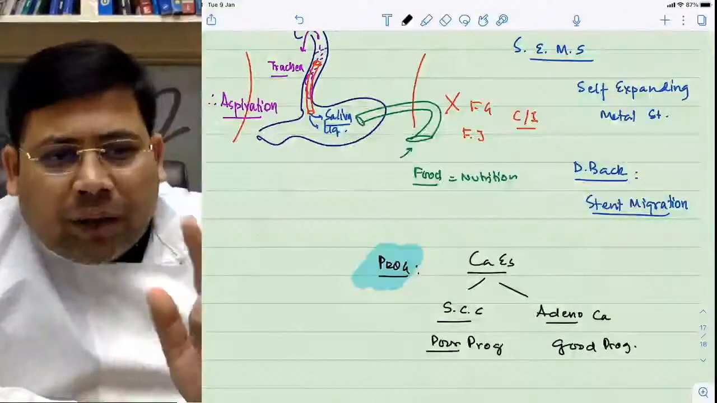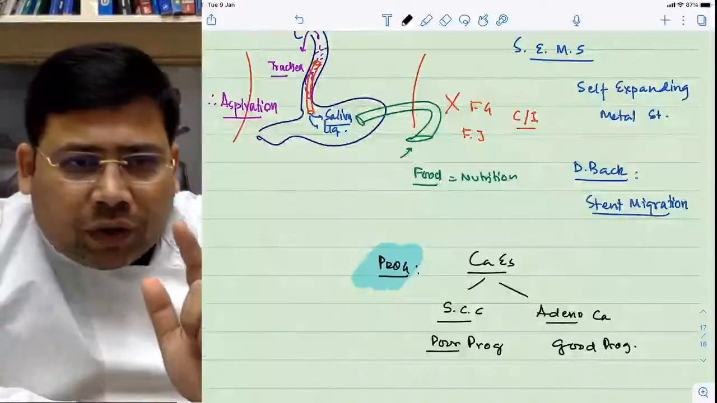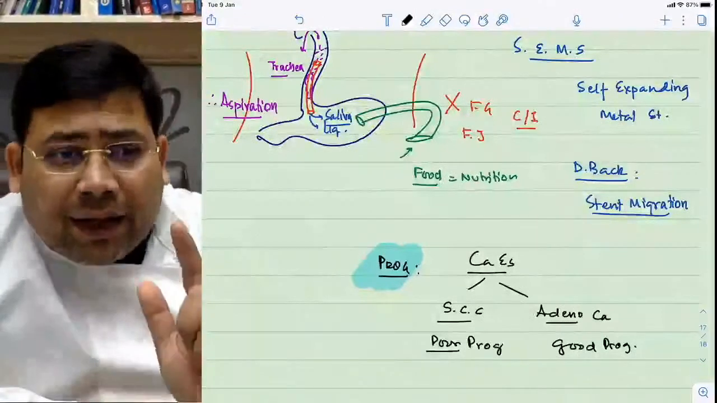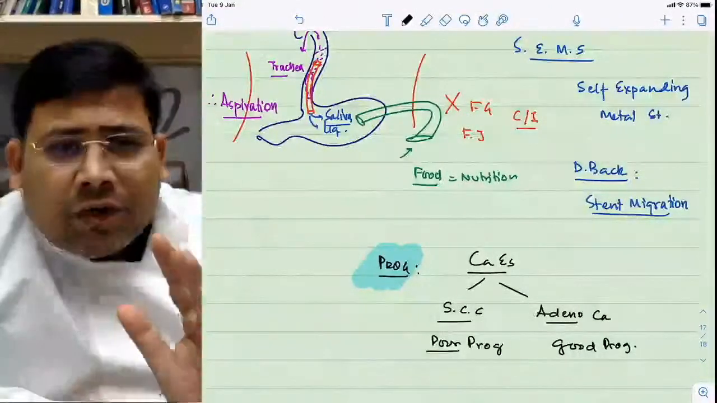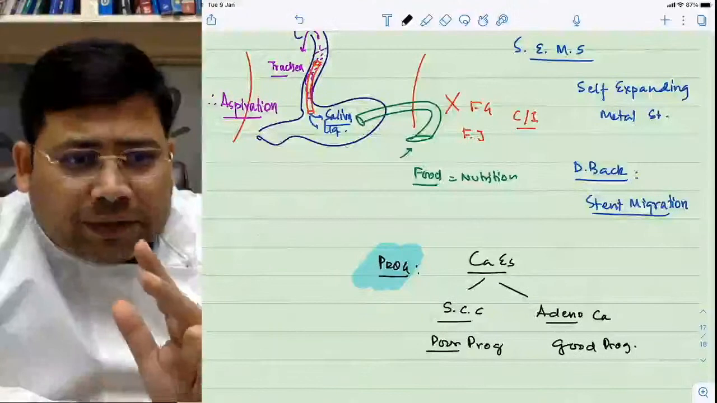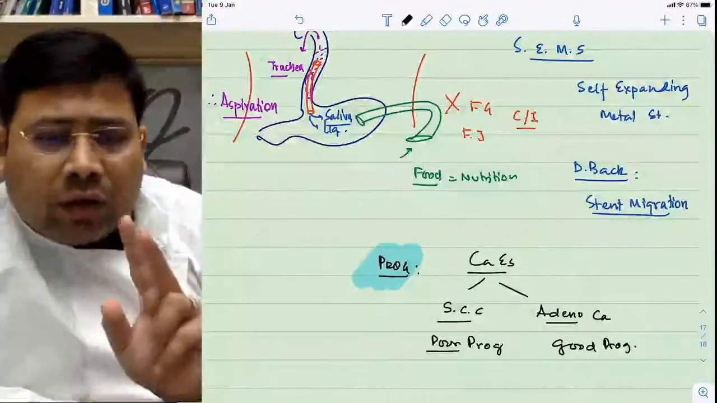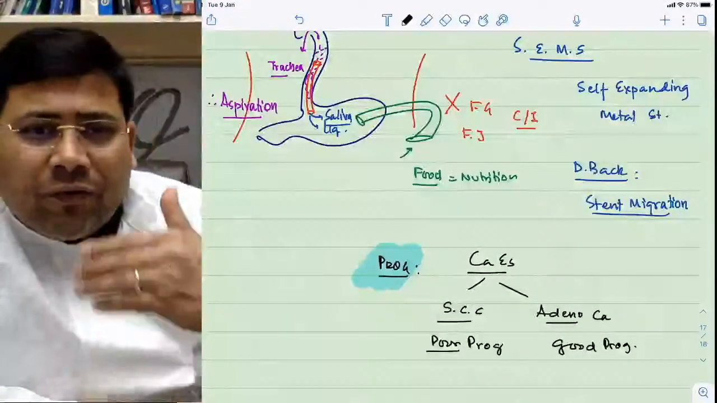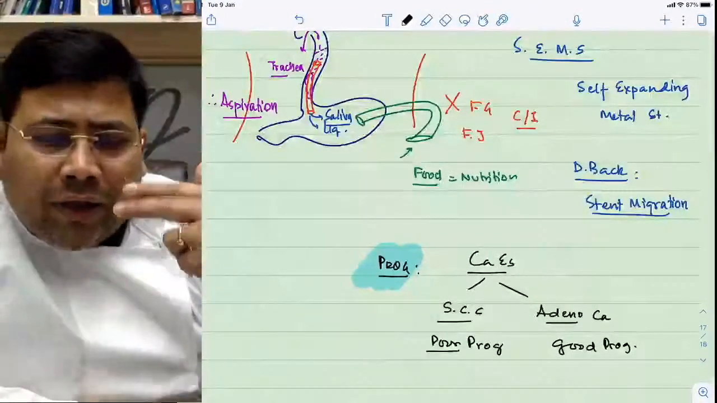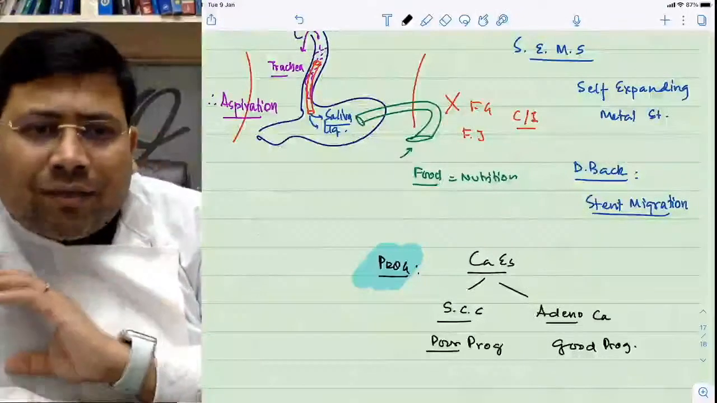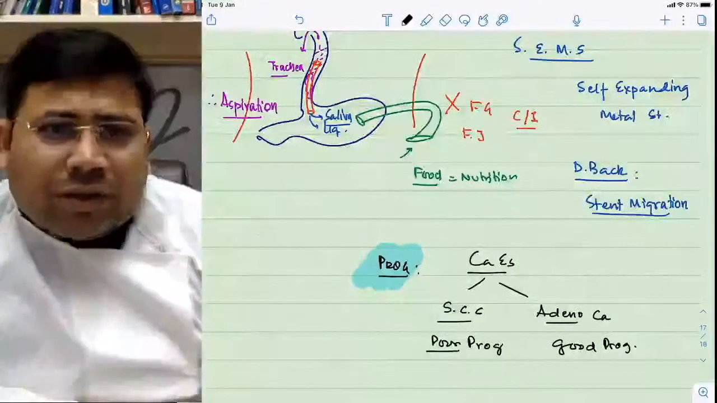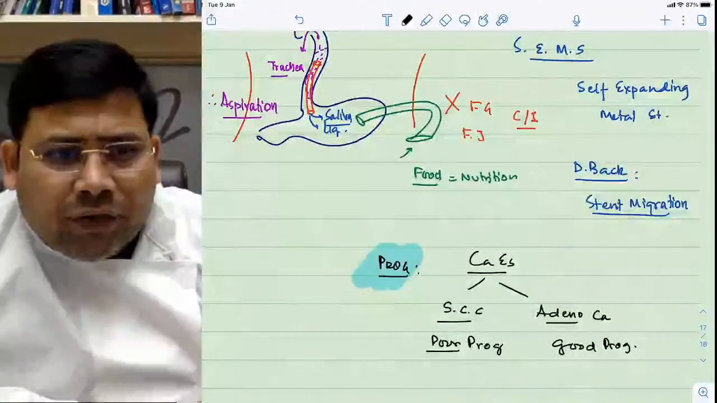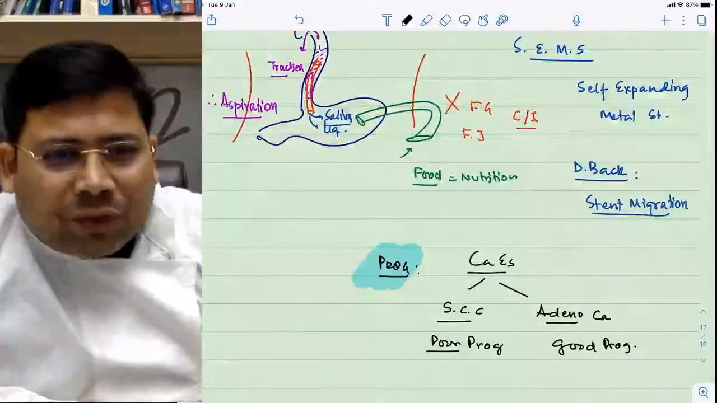Whenever a patient is having GERD, the patient should go and undergo annual endoscopy until and unless there are two consecutive negative endoscopies. Is that clear? Two endoscopies should come negative. At least annually you should go for endoscopy. Every year you should go until the pre-malignant lesion, the suspicious lesion, like Barrett's, is excluded.